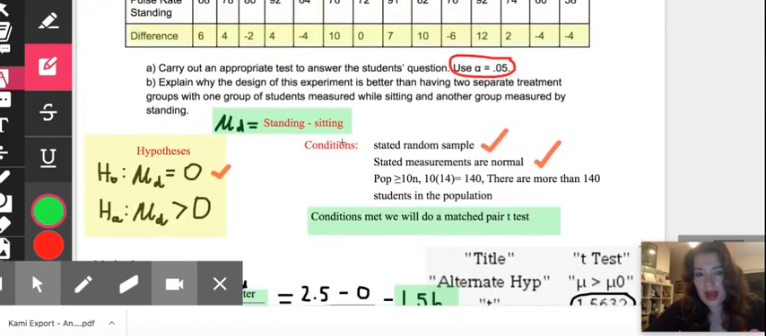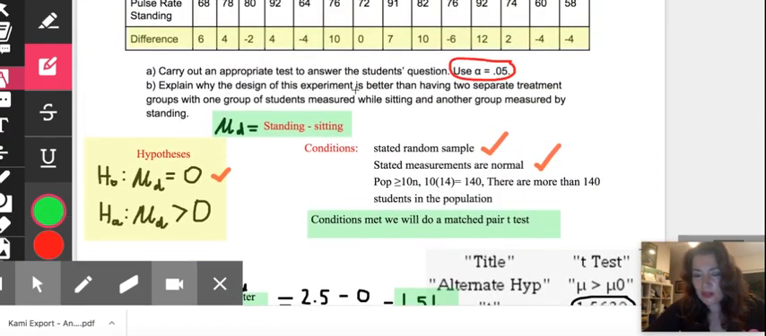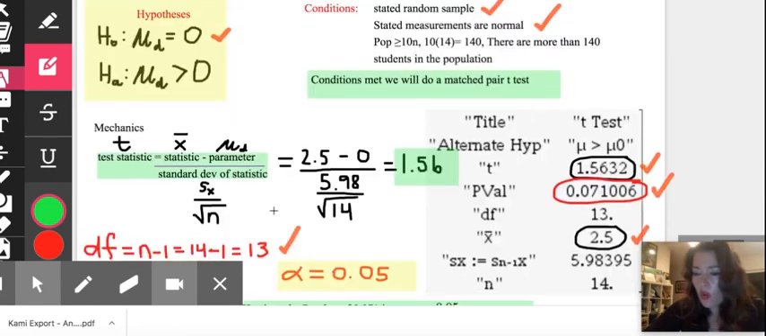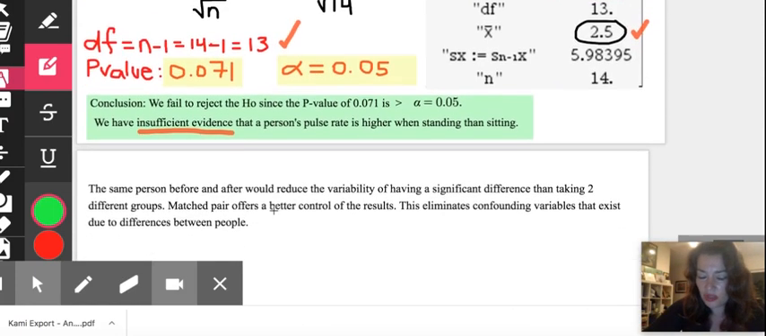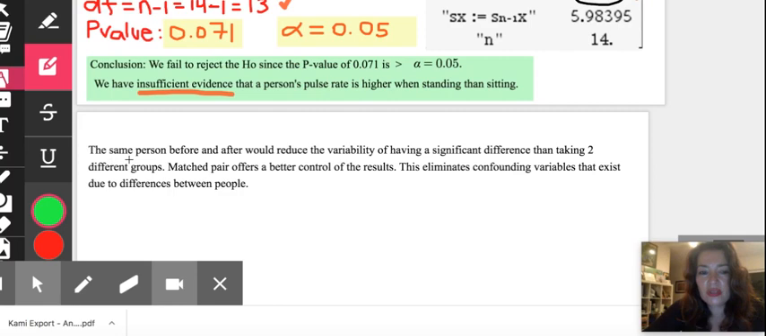The second part asks, explain why the design of this experiment is better than having two separate treatment groups, with one group of students measured while sitting and the other group measured while standing. One way you could respond to this, and there are several ways you can say something that would be just as well as what I wrote here. I wrote the same person before and after would reduce the variability of having a significant difference than taking two different groups. Matched pair offers a better control of the results. This eliminates confounding variables that exist due to differences between people.